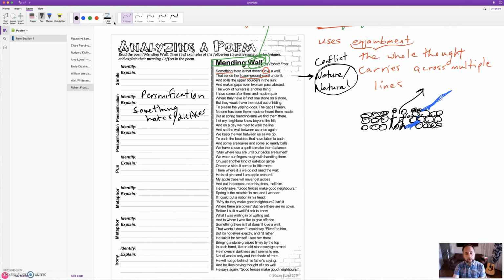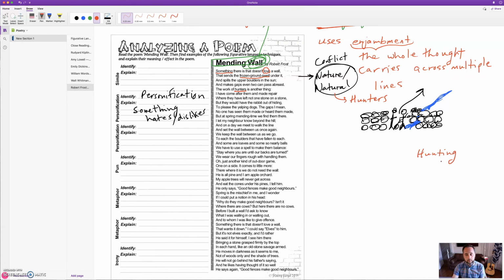The work of hunters is another thing. "I have come after them and made repair where they have left not one stone on a stone, but they would have the rabbit out of hiding to please the yelping dogs." Now is another image coming in about hunters, and hunters jumping over the wall, knocking down stones, hunting rabbits.